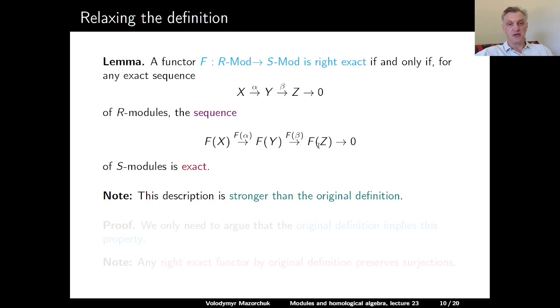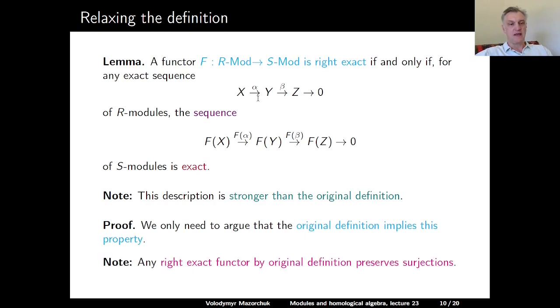But in general, starting from a short right exact sequence, there is no reason why alpha should be injective. So it does not come from a short exact sequence in general. To prove this lemma, we only need to argue that the original definition implies this stronger property. Also note that any right exact functor, according to the original definition, preserves surjections.